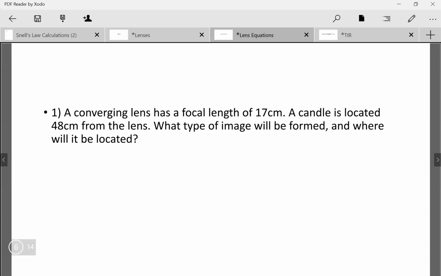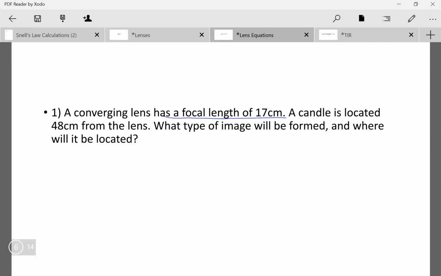So a converging lens has a focal length of 17 centimeters. Focal length equals 17 centimeters. Is this positive? You always have to think to yourself, whenever I write down something, is that positive or negative? Converging lens, focal length is positive. The candle is located 48 centimeters from the lens. Distance of object, 48 centimeters. Positive or negative? It's positive because distance of object is always positive. Where will the image be located?